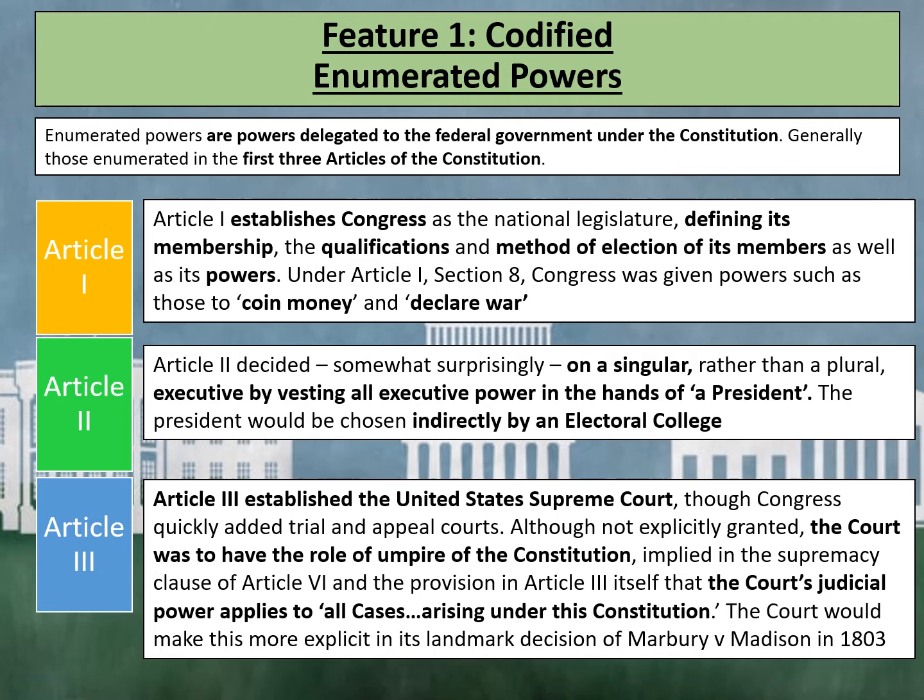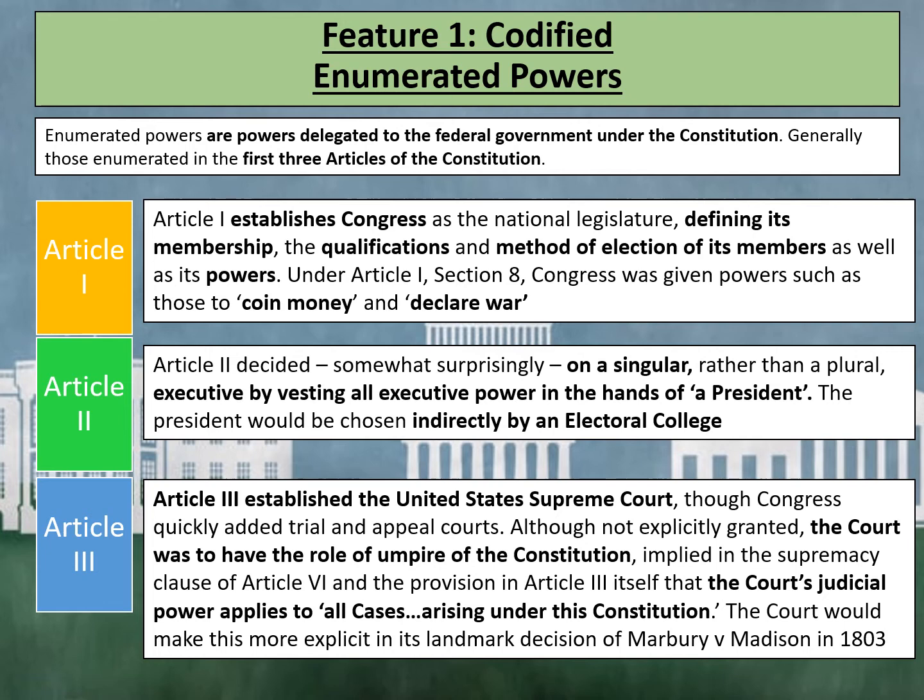Although not explicitly granted, the court was to have the role of umpire of the Constitution, implied in the Supremacy Clause of Article 4 and the provision of Article 3 itself, that the court's judicial power applies to all cases arising under this Constitution. The court would make this more explicit in its landmark decision of Marbury v. Madison in 1803. These 3 articles contain the enumerated powers granted to the federal government.